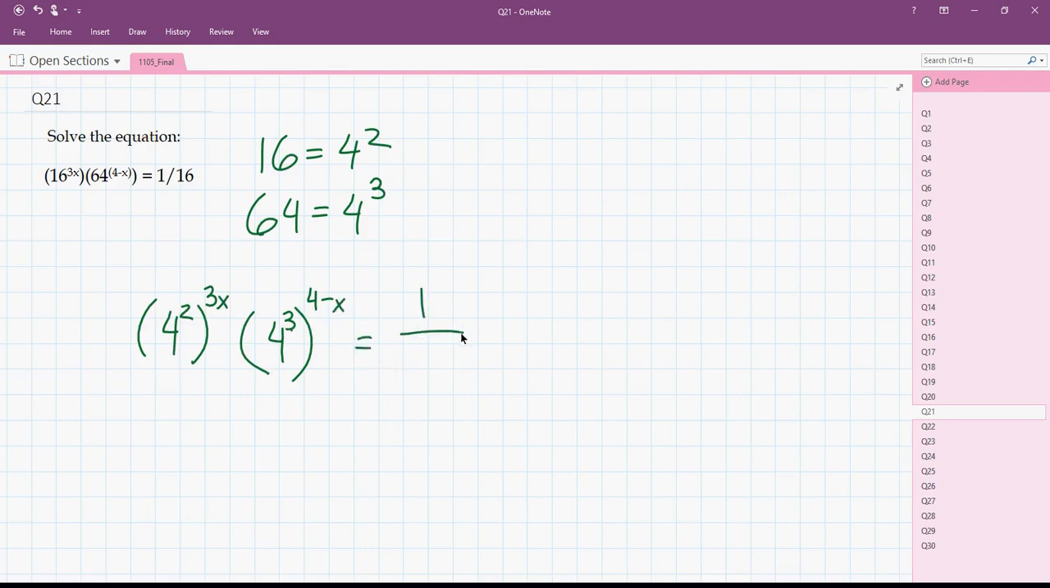And this is equal to 1 over 4 squared. Now, when you have exponents raised to exponents, you can multiply them together. So I'm going to rewrite this as 4 to the 6x times 4 to the 12 minus 3x is equal to, and whenever you have a fractional power, if you want to bring this up, you have to do the negative exponent. So this will be equal to 4 to the negative 2.